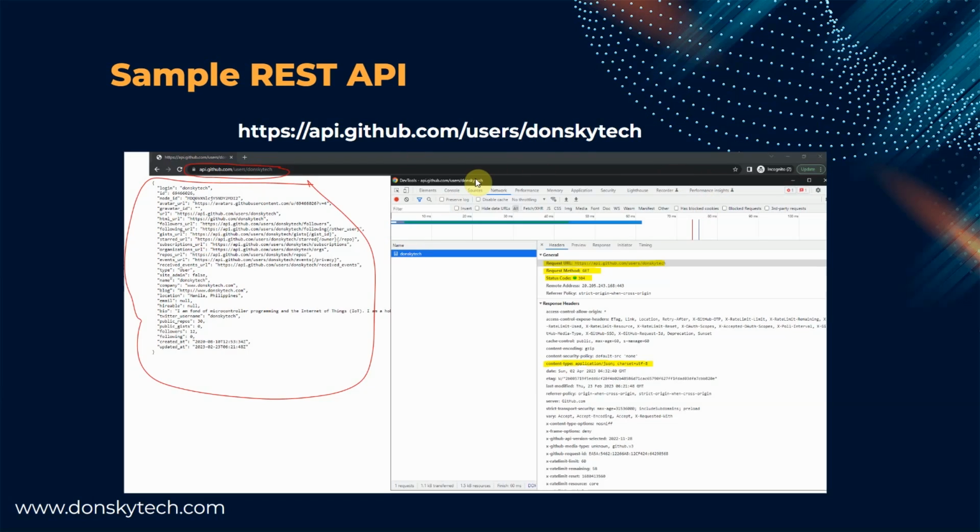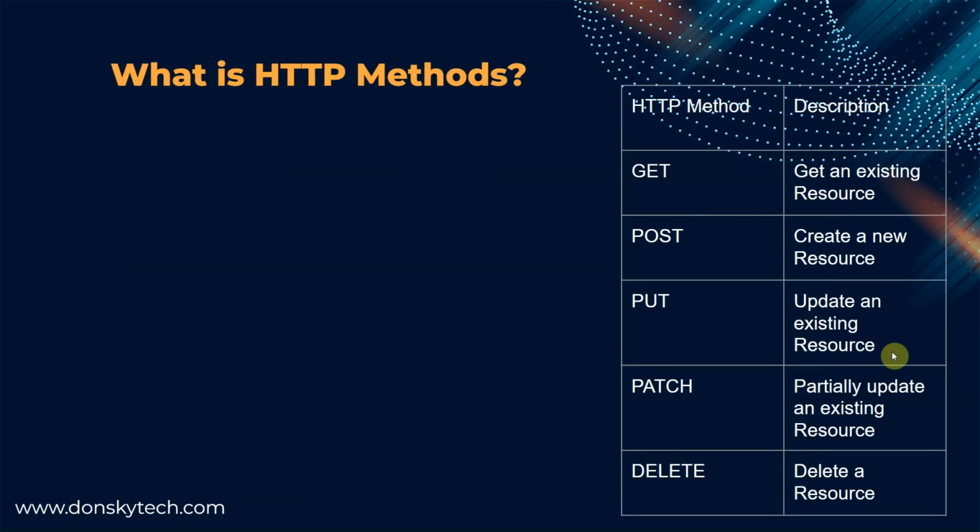If you open the developer tools in Chrome, you will see information such as the HTTP method, the HTTP URL or endpoint, the HTTP status, and the content type being displayed. So, what are these terms? We will discuss this in succeeding slides.